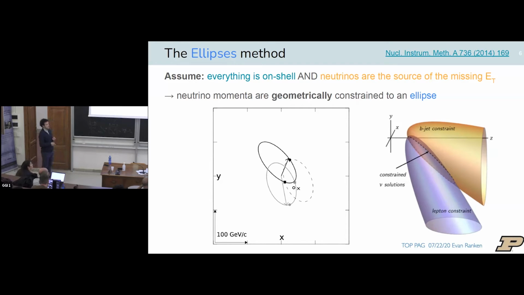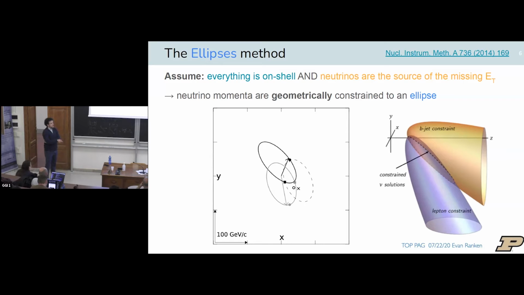And the assumption here is that everything is on shell, which is a reasonable constraint to put on the top physics. So you say that the top is on shell, the W's are on shell, everything has the standard masses from the best measured values and so on. And the second assumption you have to make is that the neutrinos are the source of the missing energy. As I just said, it's not necessarily the case because you have jets, and jets are perhaps misreconstructed.